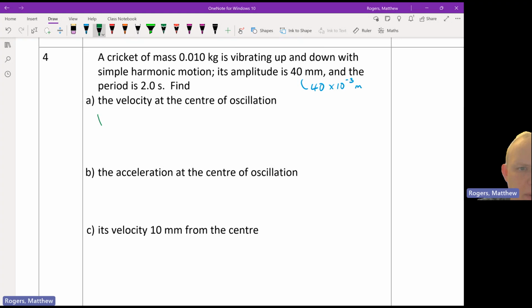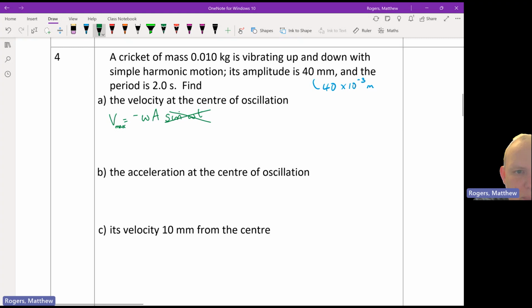So hopefully we remember that the velocity is a quantity that varies in time. When we write it down, we'd write minus omega a sine omega t. But we're interested in the velocity at the center, which is when sine will be equal to 1. So the velocity maximum at the center is just omega a. The minus sign doesn't matter too much here because we just want to know the value of the maximum.